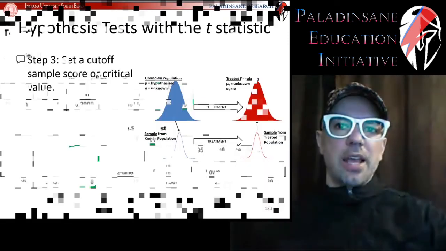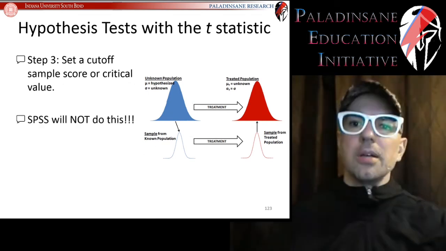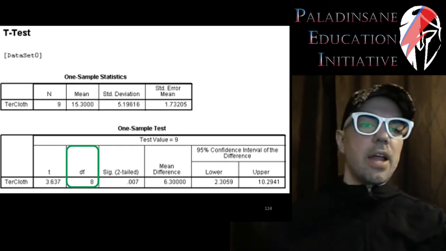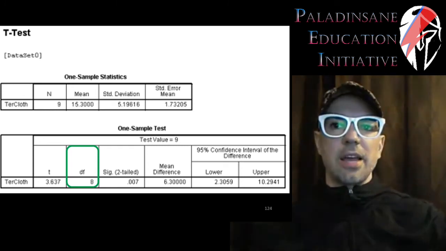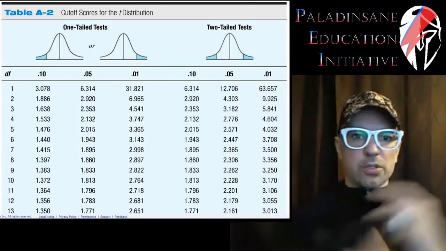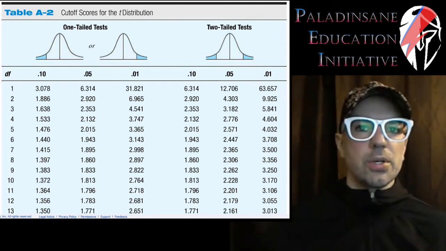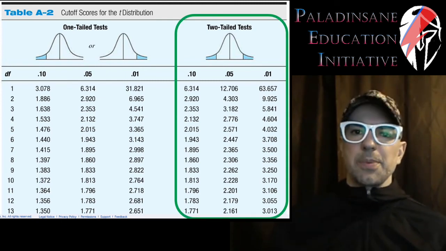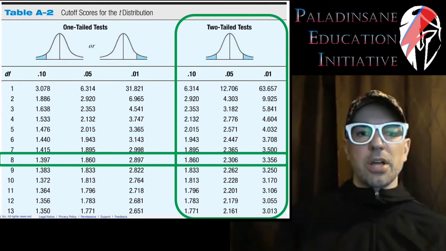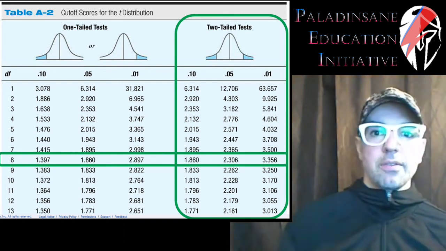Now what we need to do is we need to set a cutoff sample score or critical value. Importantly, SPSS will not do this for you, but it will help you. And it'll help you by giving you that degree of freedom. So we don't have to calculate out the degrees of freedom. SPSS has done that for us. And then we can take that degree of freedom and go to our table and once again use those 3 pieces of information to zero in on what our cutoff score is. So we're dealing with a two-tailed test that we got from the question. SPSS just told us that we're dealing with 8 degrees of freedom. So we go to that degree of freedom column, that first column on the left, we find 8 degrees of freedom. That's the row that we need. We have alpha level of 0.05.